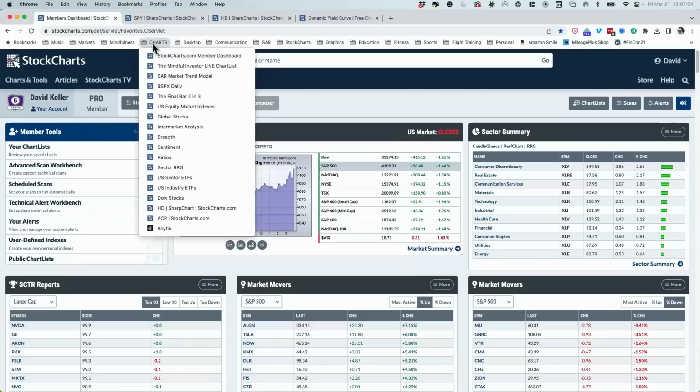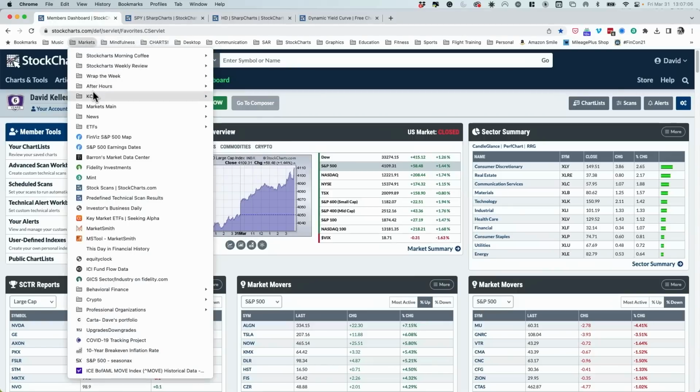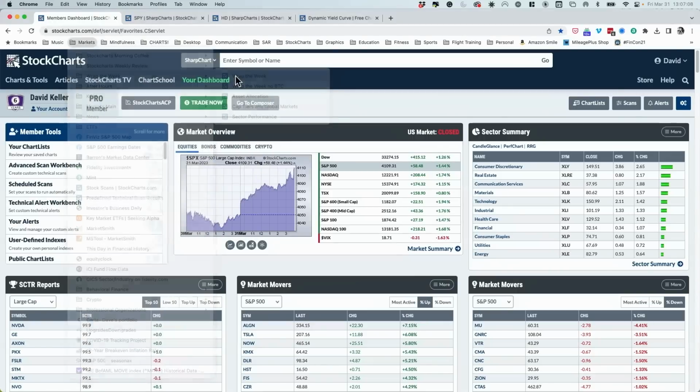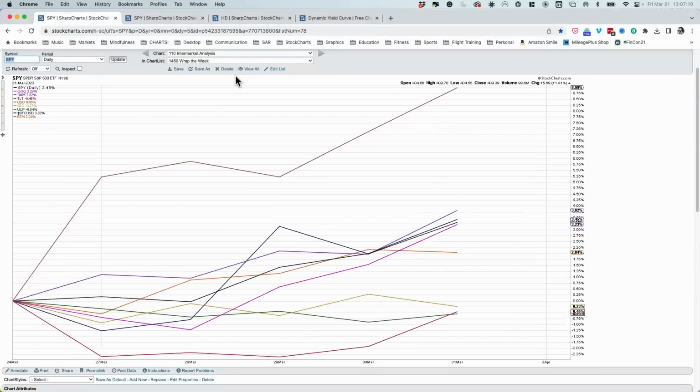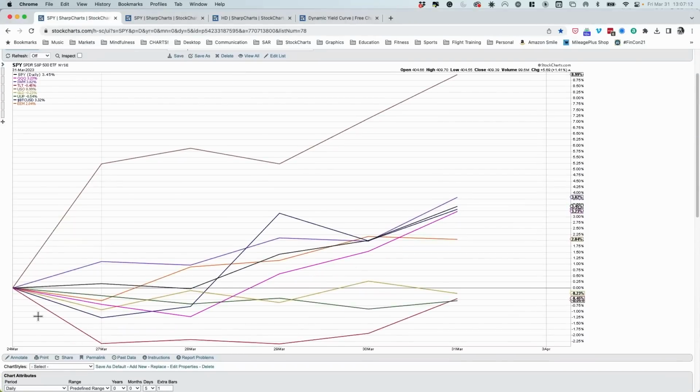Let us look here at the wrap the week chart. What we like to do is look at the last five trading days and look at where we started and where we ended, right? So this is starting the clock at last Friday's close, taking it to where we're at today. And let's see what happened. The black line, which is this one right here, is up 3.5%. That's the S&P 500.